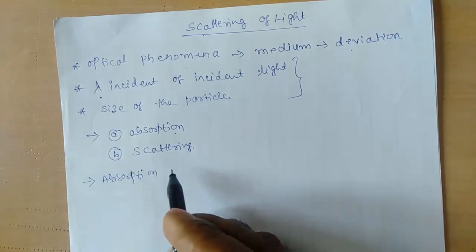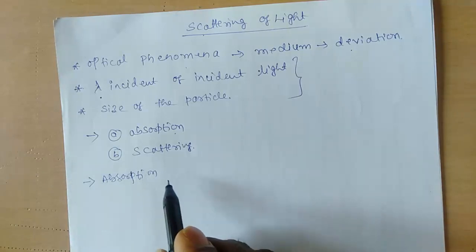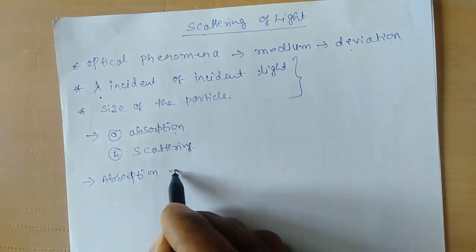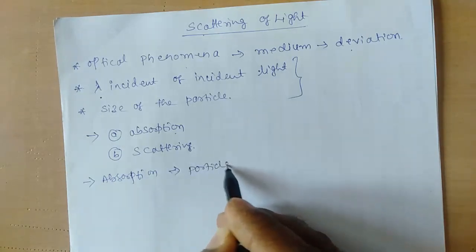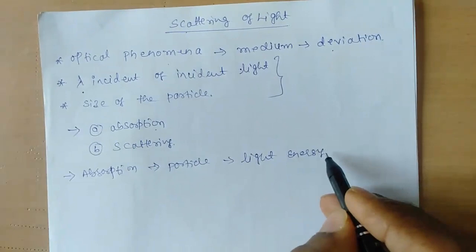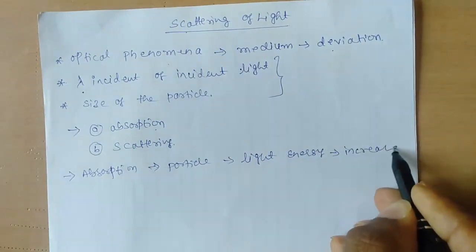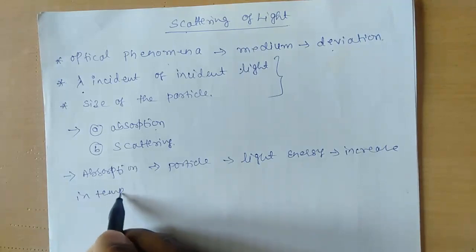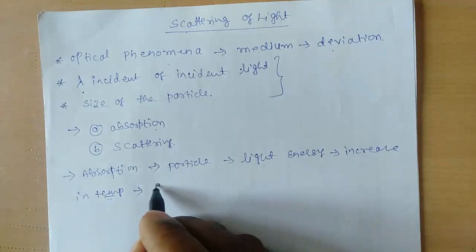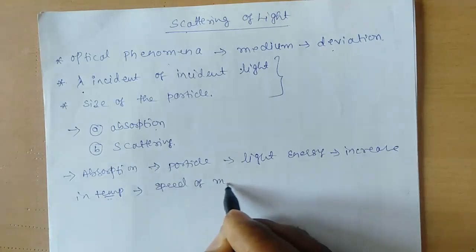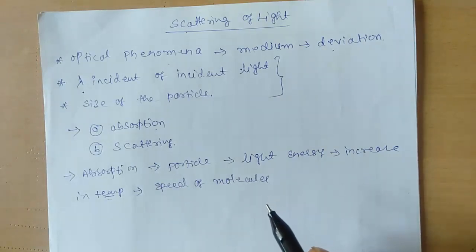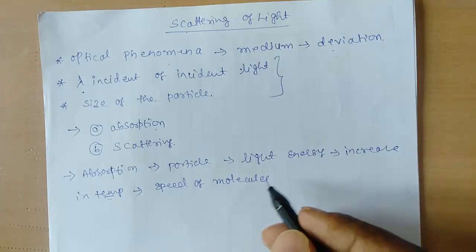In case of absorption of light, the energy of the light will be absorbed by the medium. So there is an increase in the temperature, as the particles of the medium absorb the light energy. When the temperature increases, according to the kinetic theory of gases, there will be an increase in the speed of the molecules, that is, the V RMS changes. The velocity is directly proportional to the square root of the temperature, so the speed of the molecules will also increase.